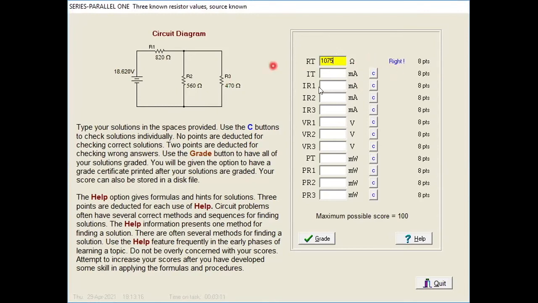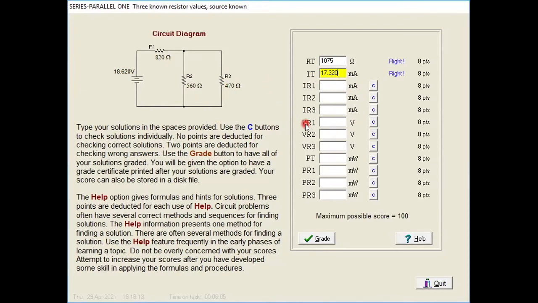And now we're going to solve current just like we did in the series and just like we did in the parallel. If I want I total, I'm going to take my E total of 18.620 volts, and I'm going to divide it by 1,075 ohms. And it's going to give me a current total of 17.320 milliamps. Check our work, and we're good there.